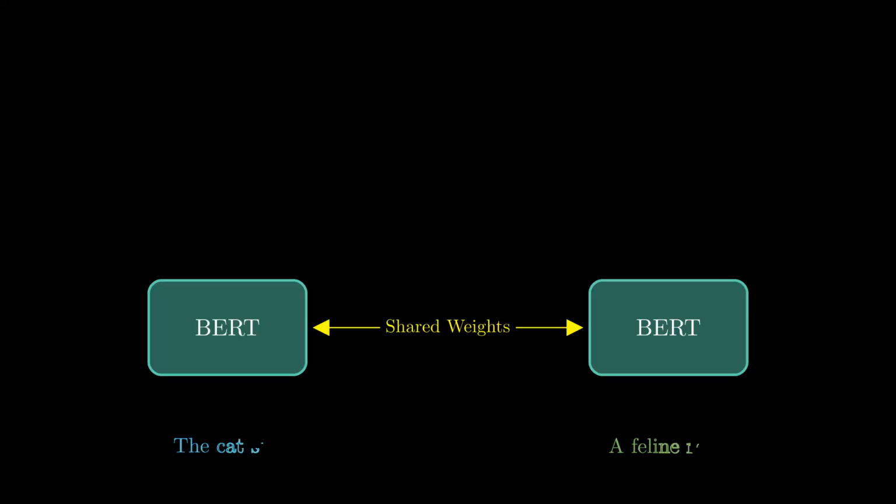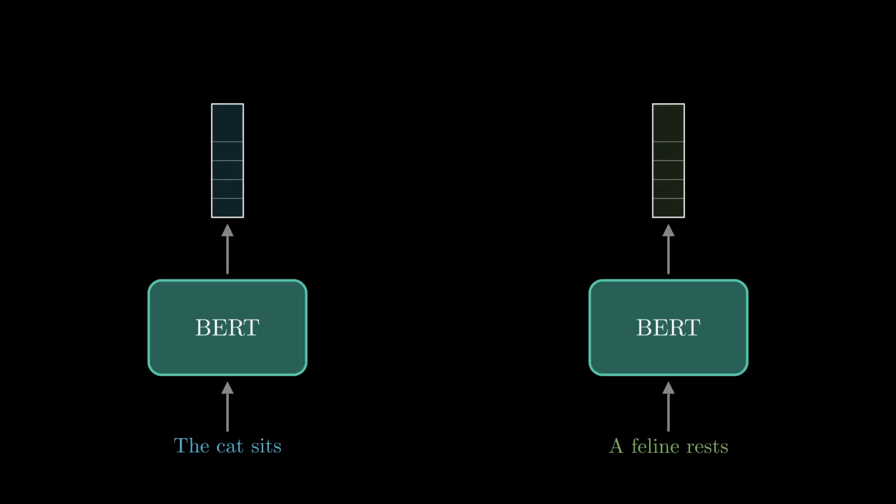During training, we feed the model pairs of sentences. Here, we have the cat sits and a feline rests. To us, these clearly mean the same thing. The network processes each sentence independently. It applies its attention mechanisms and feed-forward layers to distill the information. The output of this process is a fixed-size embedding vector for each sentence. Let's call them vector U and vector V.